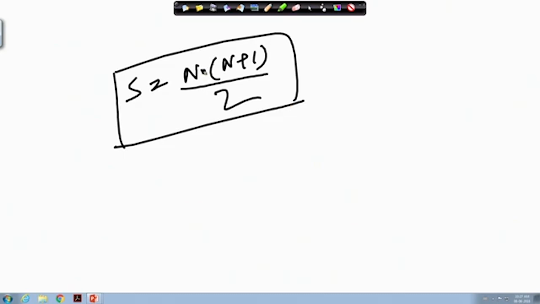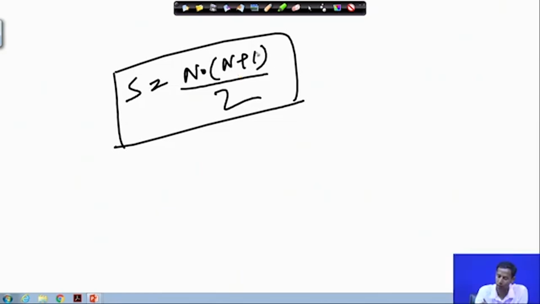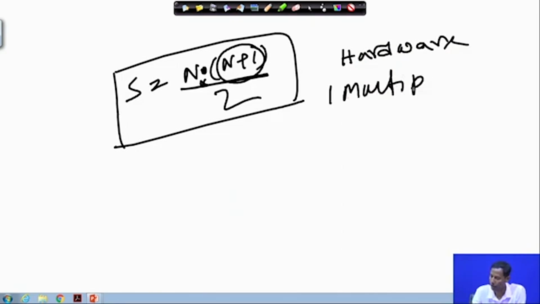So, if I just want to implement this particular circuit, at that time what do I require? I require one incrementer circuit here, and then one multiplier over here. Divide by 2 means I will just discard the LSB, that is a hard shift. If I discard the LSB, that will be divided by 2. So for divide by 2 I do not need any extra hardware, but area wise what I require is one multiplier and one incrementer circuit.